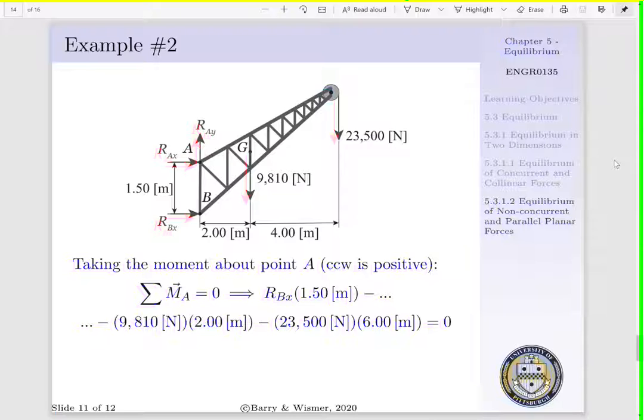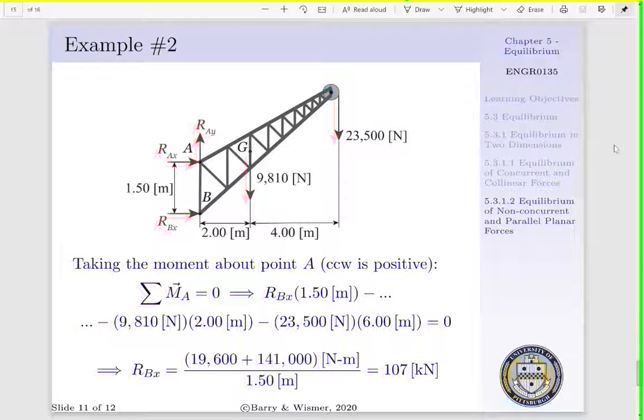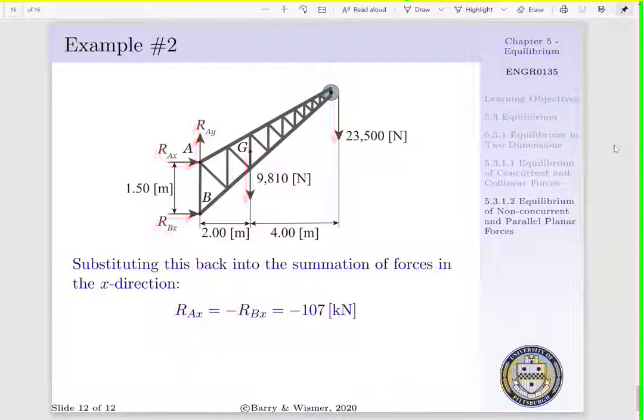Now, recalling counterclockwise is positive and clockwise is negative, when we take the summation of moments about point A and set it equal to 0, we'd have RBX times 1.50 meters minus 9,810 newtons times 2.00 meters minus 23,500 newtons times 6.00 meters. And these are equal to 0. Thus, we can say RBX is equal to 19,600 plus 141,000 newton meters per 1.50 meters, or RBX is equal to 107 kilonewtons.